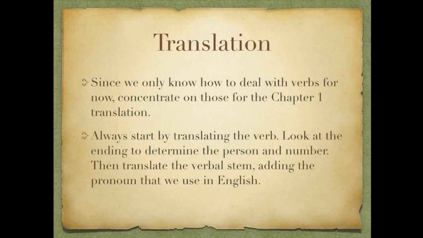A few words on translation. Since we only know how to deal with the verbs so far, we'll just concentrate on those as we do our Chapter 1 translations. So always start by translating the verb. Look at the verb, look at the ending to determine the person and number, and then go back and translate the verbal stem itself and add the pronoun that we would use in English.